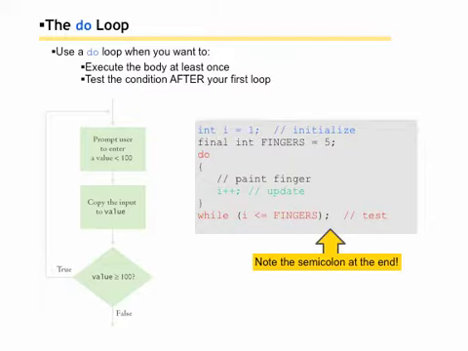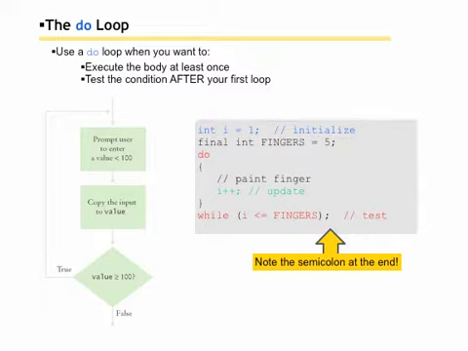The do loop is a post-test loop. That means that you test the loop control condition after executing the loop one time. In both the while and the for loops, the loop control condition is tested before the loop is entered. So the do loop will always be executed at least once.